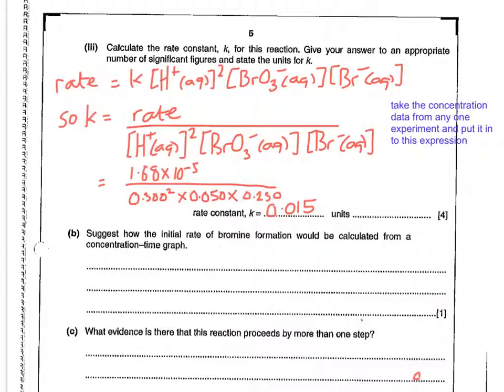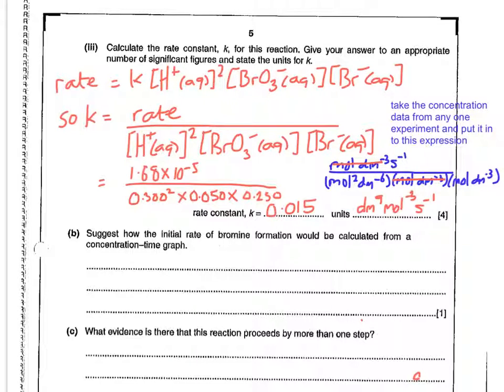So I've taken experiment 1's data and popped it in. It gives me 0.015, and I've cancelled appropriately, putting the units in at the top and the bottom of the expression. So the units this time will be decimeter to the power of 9, mole to the minus 3, second to the minus 1.